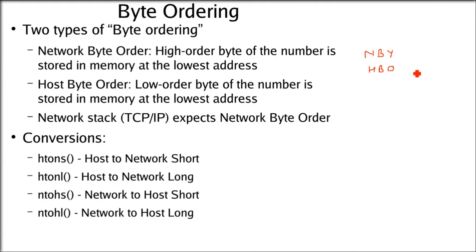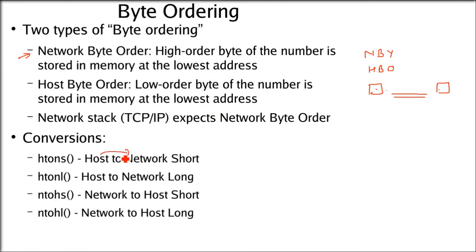Now, there is a difference. You just understand it like this: when you have two systems, these are hosts, and they may have different byte orders. But when you are on the network, the byte order may be different, so you have to convert it yourself in your programming. The network stack, that is TCP/IP, wants network byte order, where the high order byte of the number is stored in memory at the lowest address. Motorola, Intel, like that.